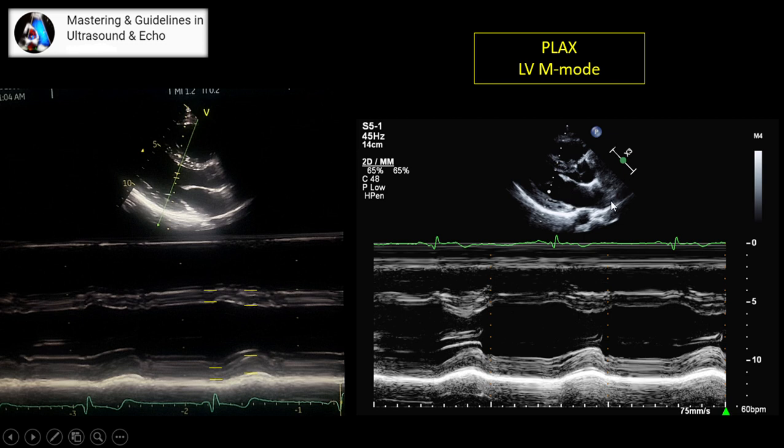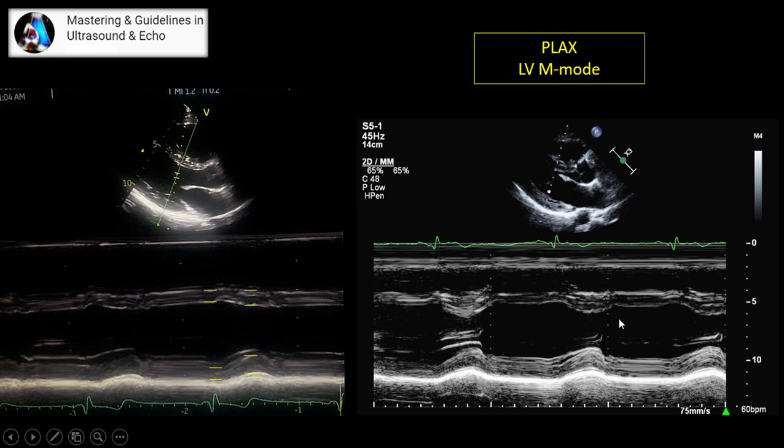For example, on this right side, as you notice, this cursor is not perpendicular to the left ventricular axis. As I said, in the third part of the proximal part of the left ventricle, the IVS and posterior wall are parallel to each other, and this part of both walls is exactly parallel to the left ventricular long axis. So our cursor should be perpendicular to those walls.